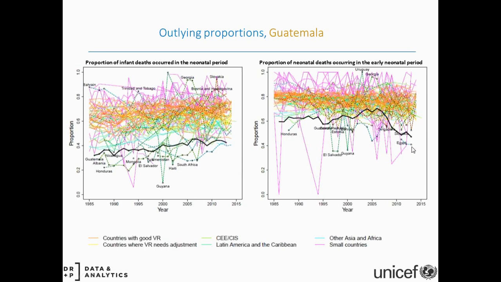So this proportion is the proportion of neonatal deaths occurring in the early neonatal period. So something happened after 2007 for the early neonatal deaths, whether it is the intervention of the government to save newborns in the first 7 days, or whether it's data errors. I think it's probably likely to be the data errors, omission or underreporting.